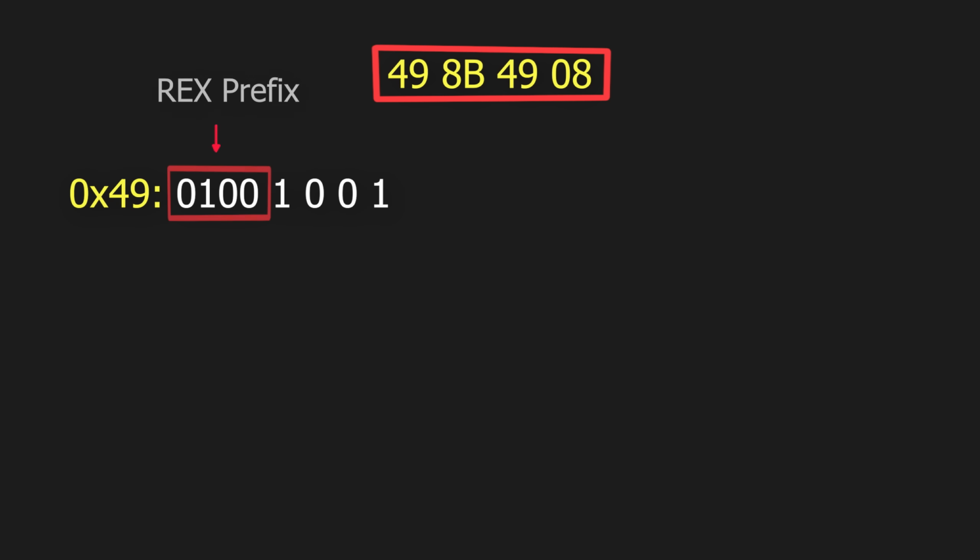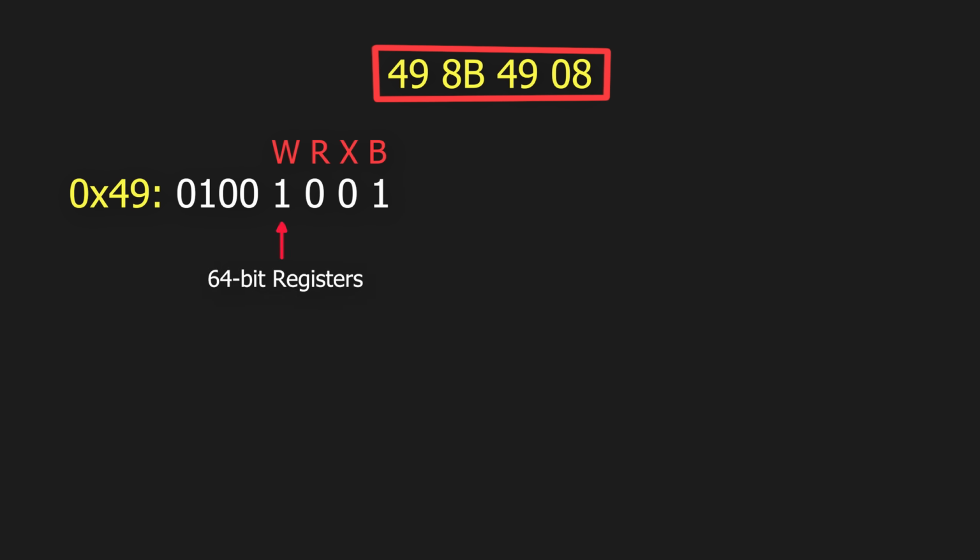Let's decode this instruction. We first have hex 49, which maps to 0100 1001. We have the REX prefix again. That means we're going to be working with 64-bit operands. Then we have the WRXB bits, with W and B set to 1. Again, this bit means that we're going to be using 64-bit registers. And this bit means a high base register will be used. High registers are the registers from R8 to R15.